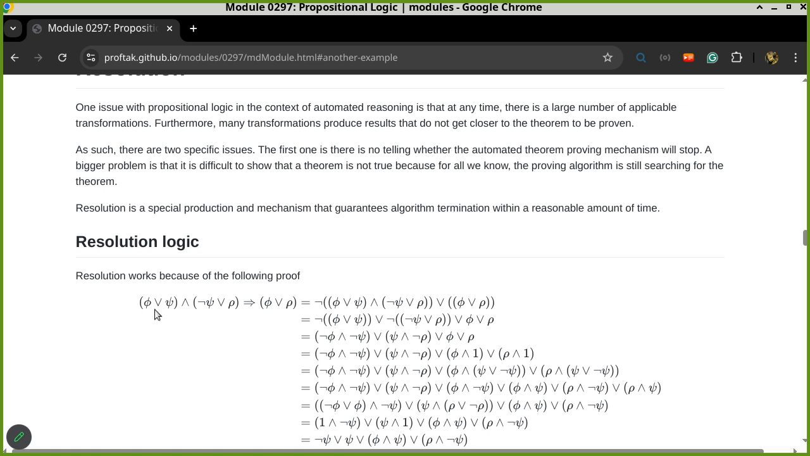But you can see that the original conjunction has three expressions: phi, psi, and also rho. But the resulting thing that it implies has only two things. Out of the three, psi is gone entirely. In other words, repeated application of resolution will only make things simpler and simpler until you get false. Let me give you the scenario where you get false.